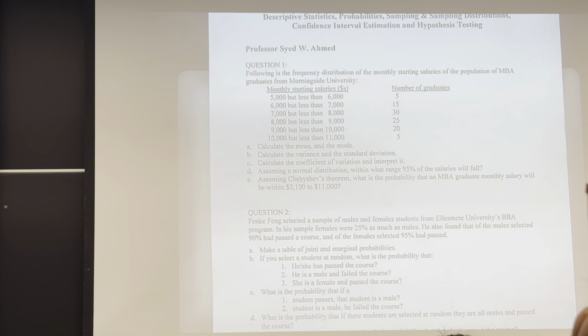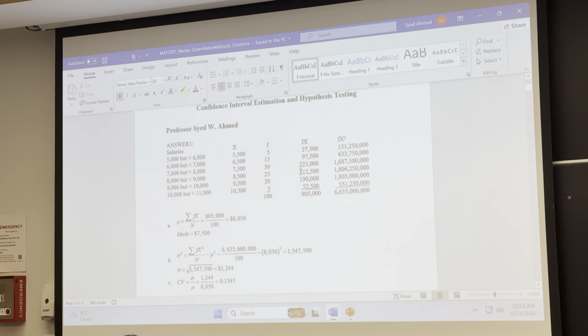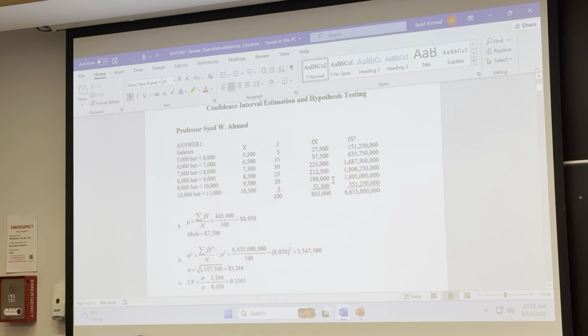The graduates, 5 on average earn 5,500, 15 on average earn 6,500, and so on. So these are the total earnings of these 5s. These are the total earnings of these 15. These are the total earnings of these 30, and these are the total salaries paid to all 100 graduates. So 805,000 divided by 100, so it is $8,050 a month. So the average salary for a graduate is $8,050.